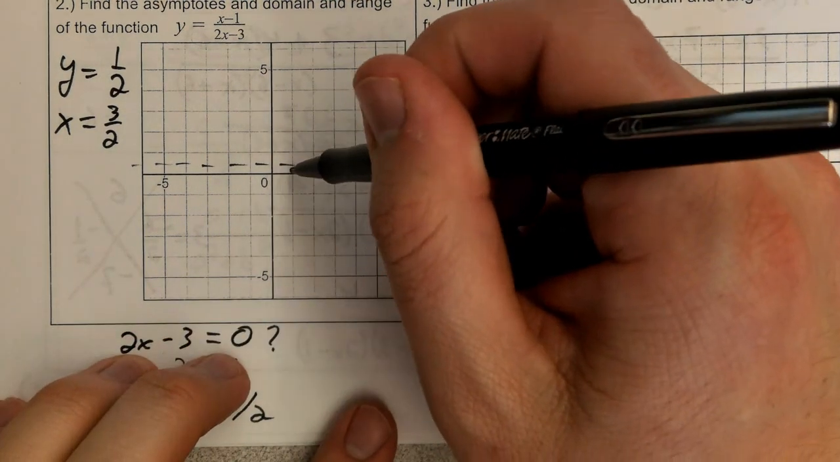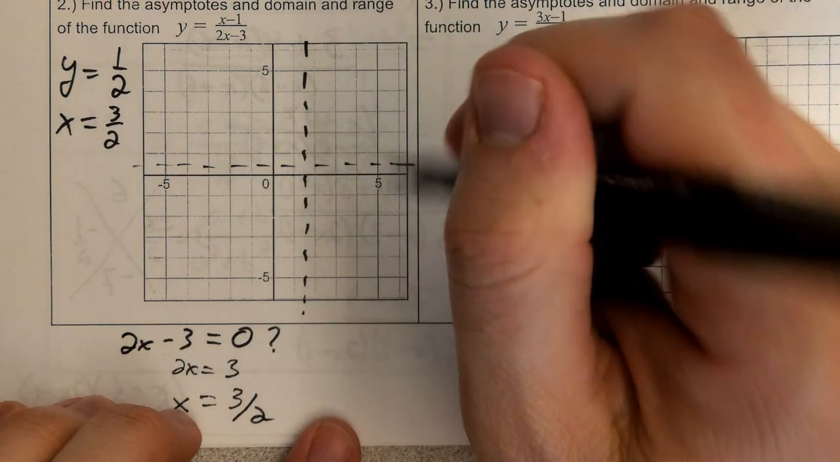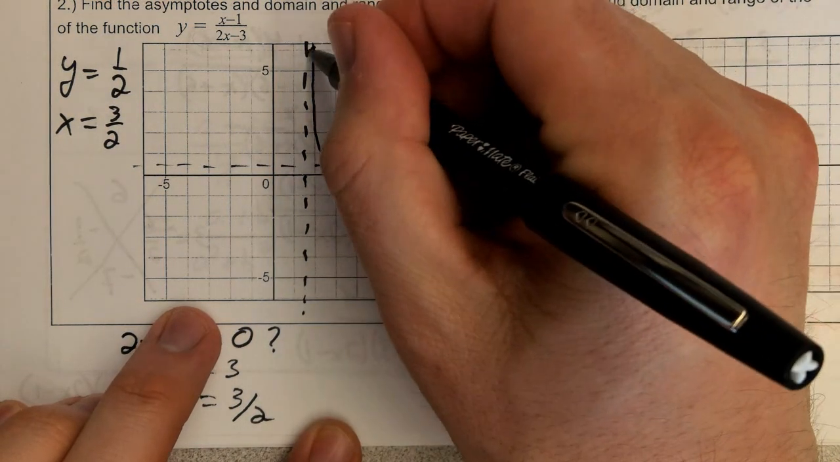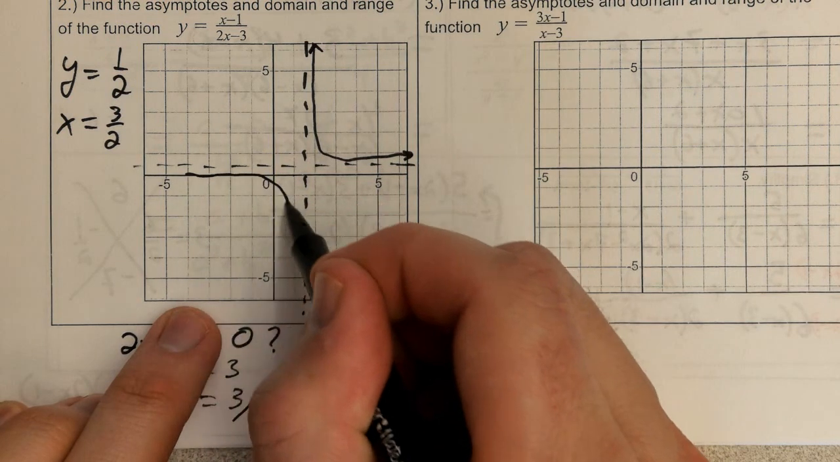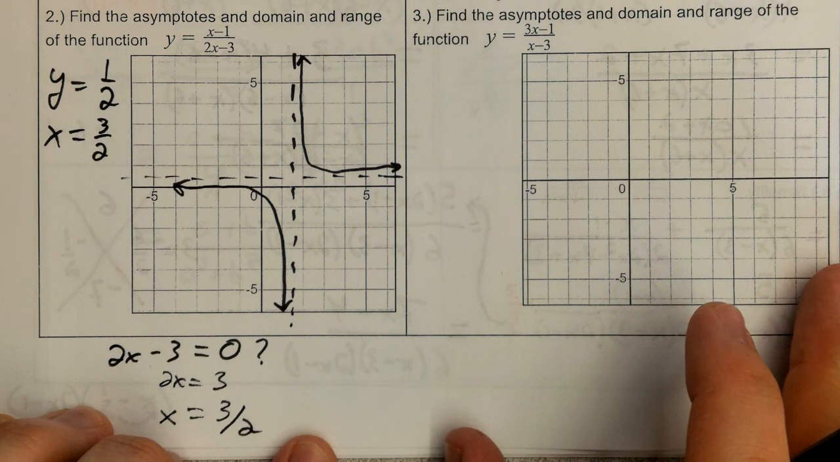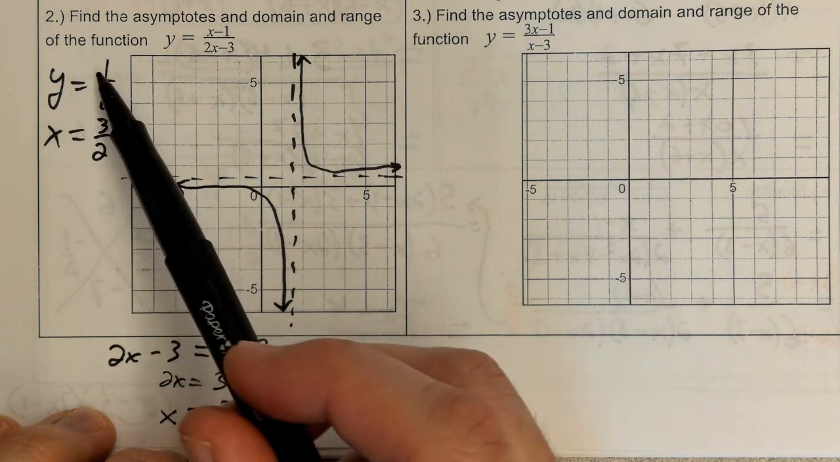So we'll go over to 1.5. Sketch in a vertical asymptote there. And then I'm just going to sketch the curves in accordingly. Okay. Again, I'm not super worried about points. If you get the asymptotes in there, and your curves in the right spots, then you're good. Okay. Domain and range, the domain is going to be everything except 3 over 2. Range will be everything except 1/2.